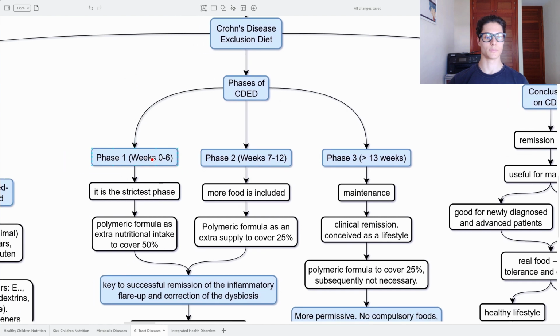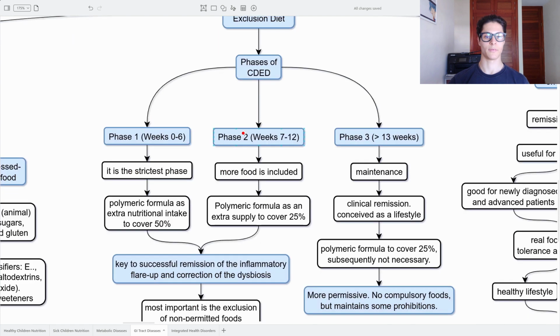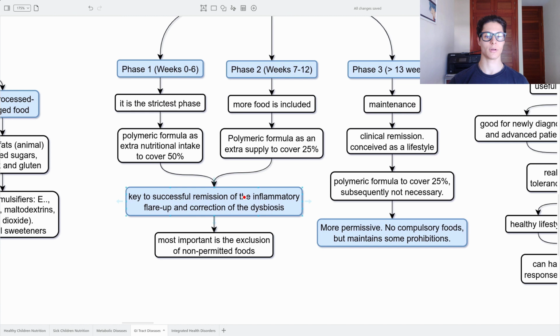The phases, as we mentioned, are 3. Phase 1 is from 0 to 6 weeks, and it is the strictest. It is a polymeric formula as extra nutritional intake to cover 50%, so half of the calories are coming from the formula. In phase 2, from 7 to 12 weeks, there is more food included, so the polymeric formula as an extra supply covers 25% of calories. And the key to successful remission of the inflammatory flare-up and correction of the dysbiosis are indeed these two phases. It's the most important, the exclusion of non-permitted foods.